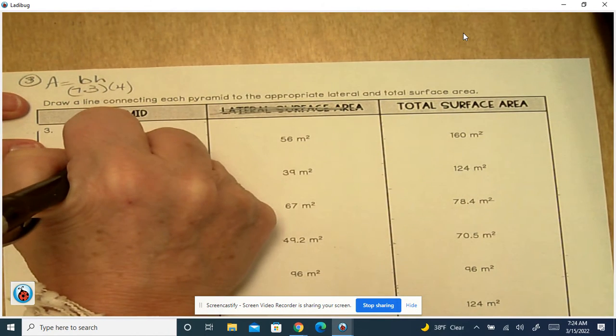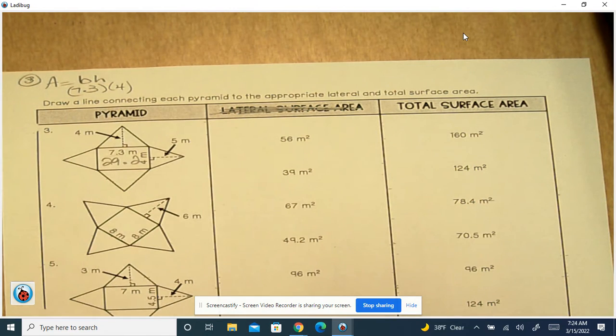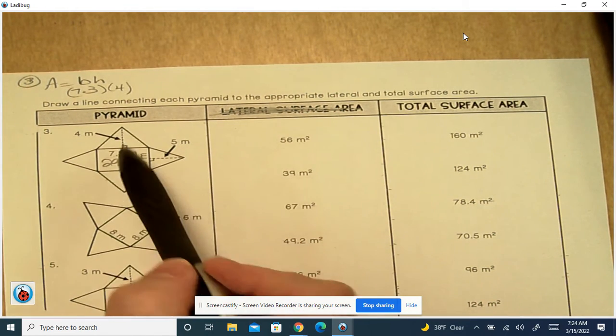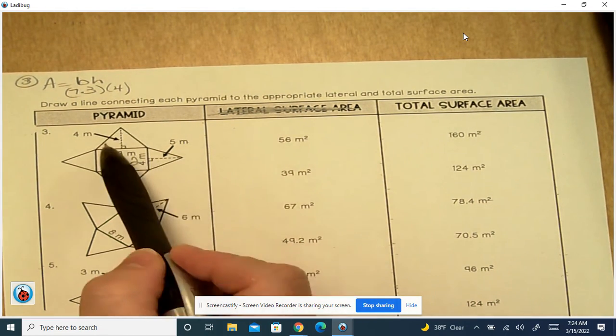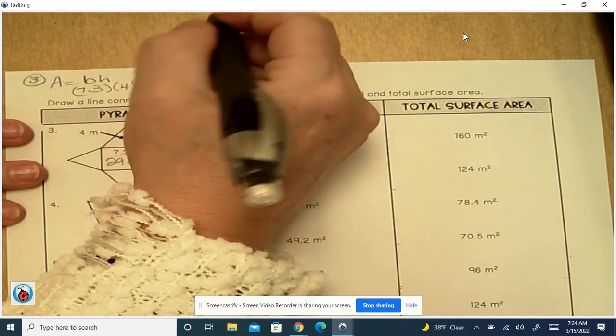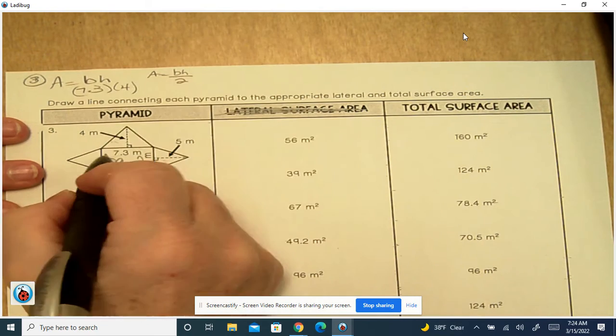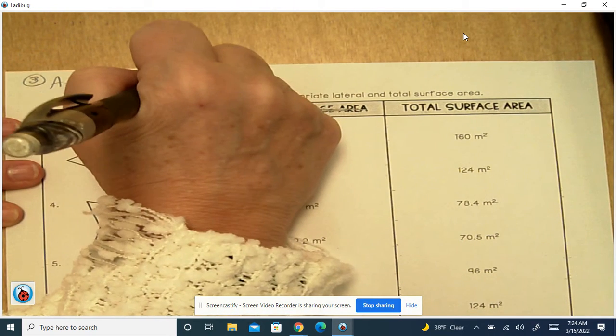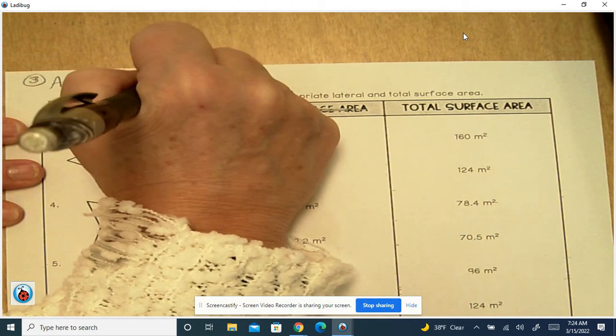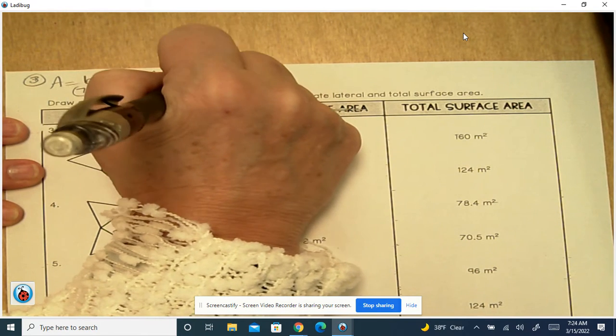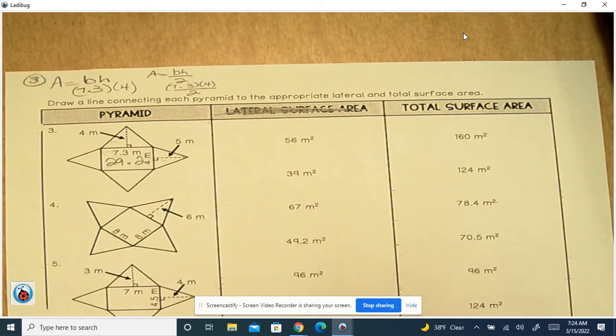So this is 29.2. And this is like the previous example. We've got different heights and different bases. Okay, so for one of the triangles, we've got 7.3 times 4 divided by 2.